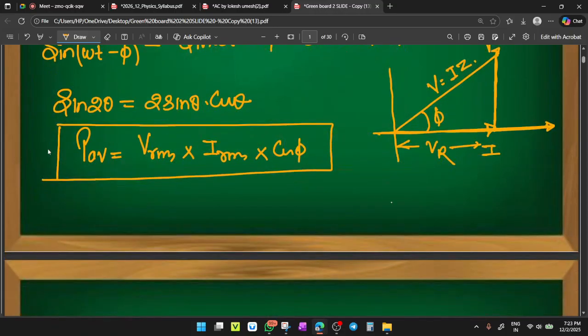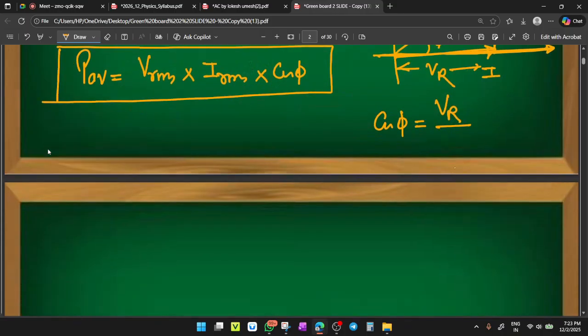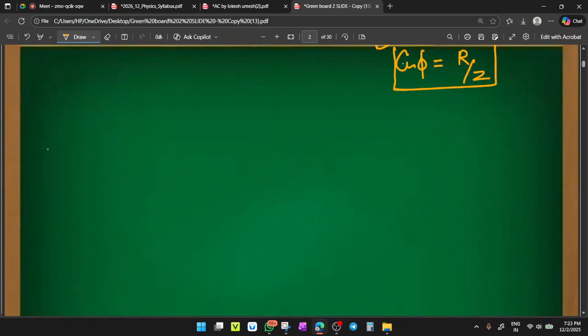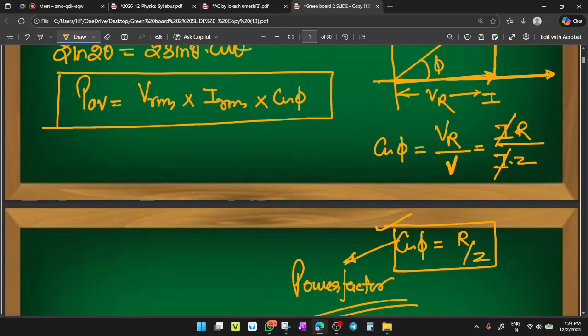Now what is cos phi? From this triangle, cos phi equals base upon hypotenuse. The base is VR, and the hypotenuse is the resultant voltage V. Clear? VR may be written as I into R, and V equals I into Z. I and I get cancelled out, so cos phi becomes R by Z. This is the value of cos phi. This cos phi is called the power factor. Fine. Note this.